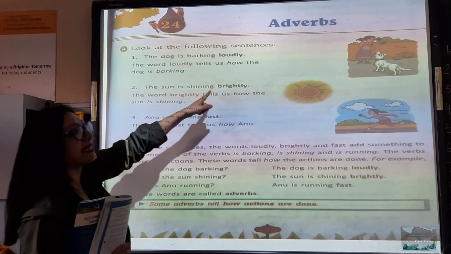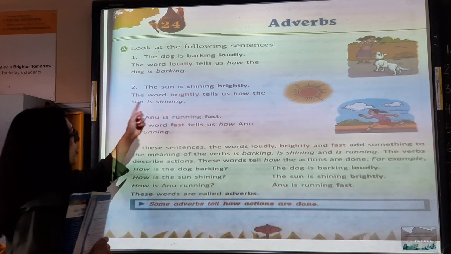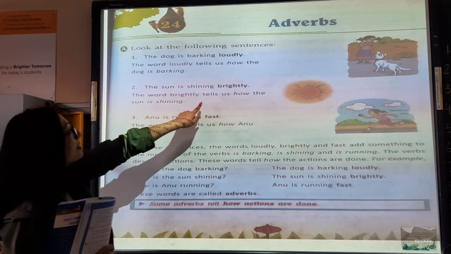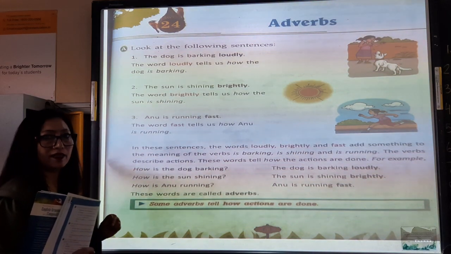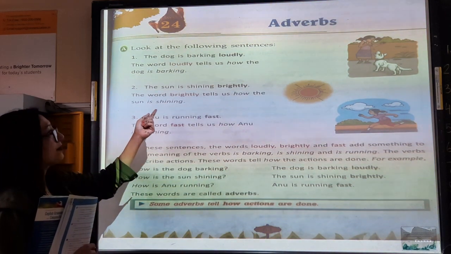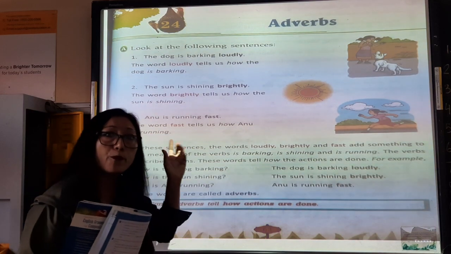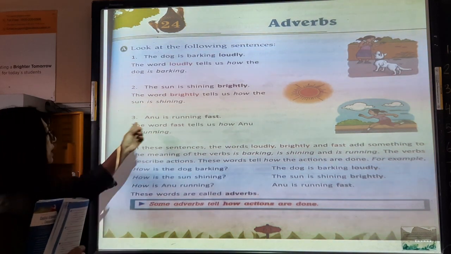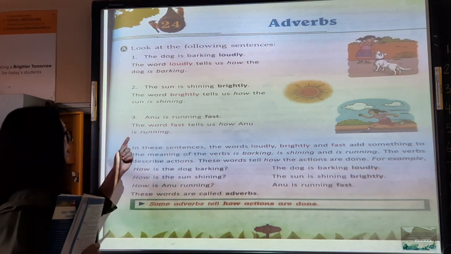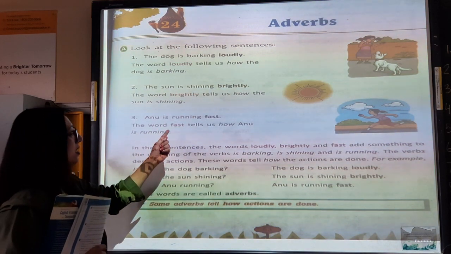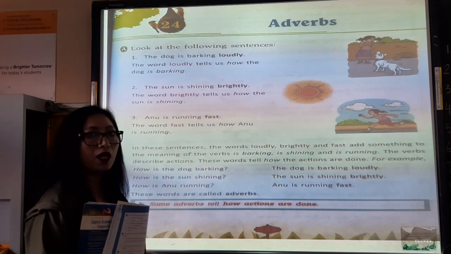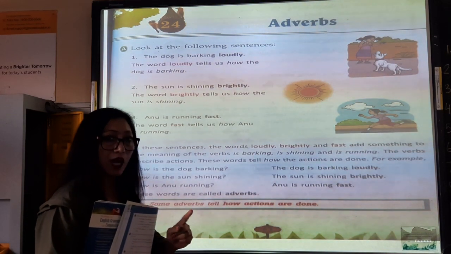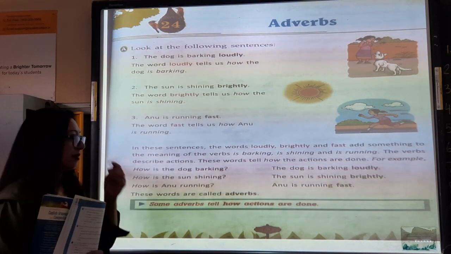So loudly is telling us how the dog is barking. The sun is shining brightly. The word brightly tells us how the sun is shining. How is the sun shining? Brightly. Anu is running fast. The word fast tells us how Anu is running. So Anu is running fast. How is she running? Fast.